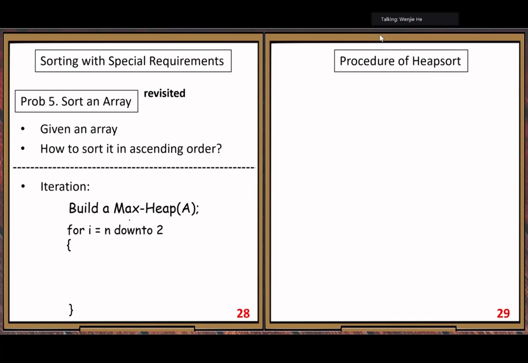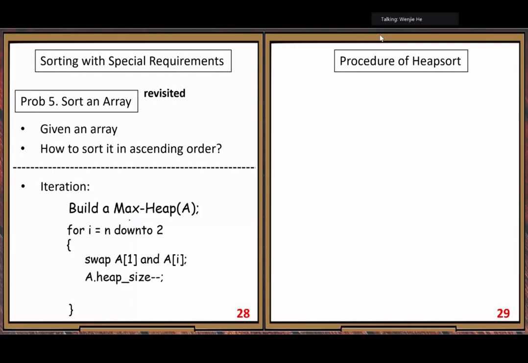For each iteration, swap A of 1 and A of i. So i is the last element in the max heap, and we put it in place. But after that, we need to recover the max heap property.